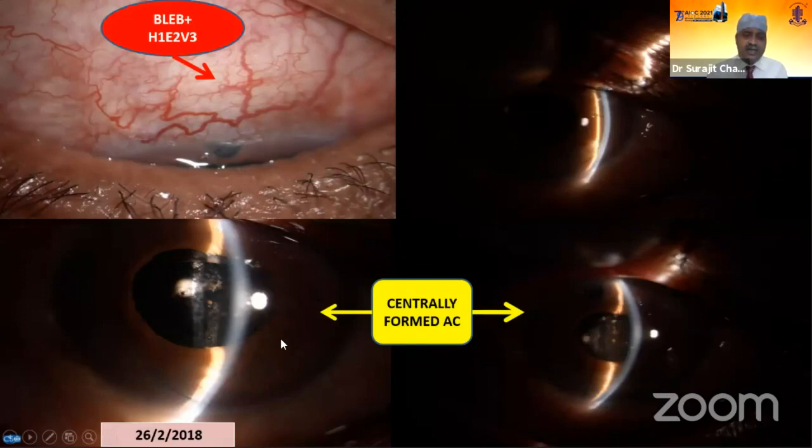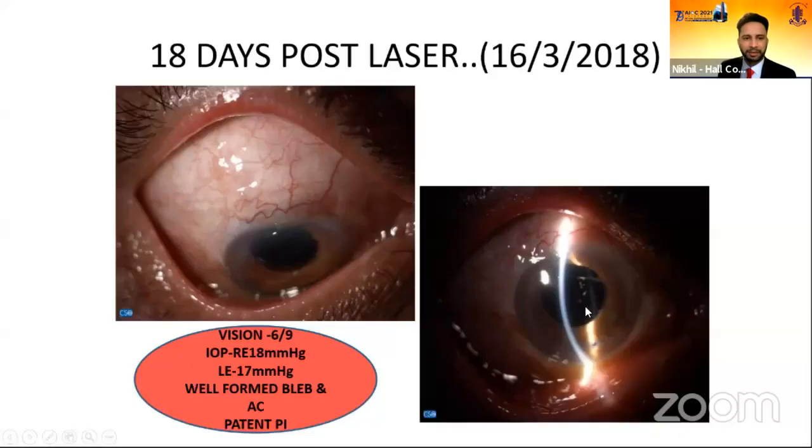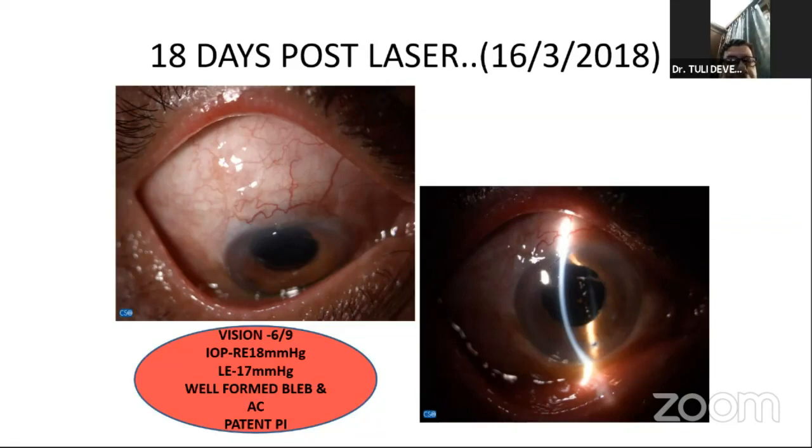The iris bombe is not that evident, but I'm really sorry to interrupt, sir, but the time is up. If you could sum it up. Sorry to interrupt. No, that's okay. So, Surojit, I think you presented very well. Okay, yes, it is over.